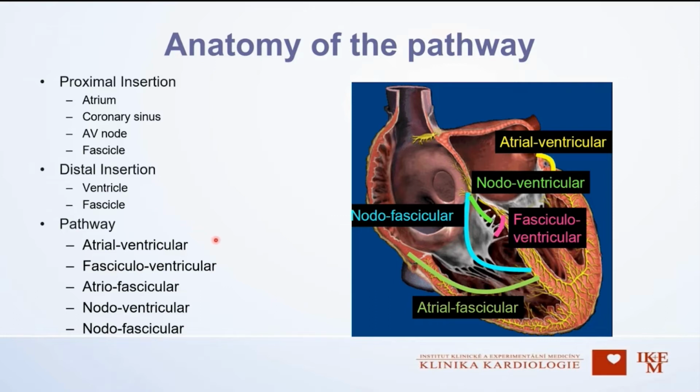So we can talk about the atrioventricular pathway, which is the common kind that we actually face in the EP lab. But there can be some special situations like fascicular-ventricular accessory pathway, atriofascicular pathway, which is the Mahaim type, or some strange nodal-ventricular, nodal-fascicular pathways, which are not that common and not that easy to diagnose. This is a schematic drawing showing different potential connections of different structures giving different accessory pathways.